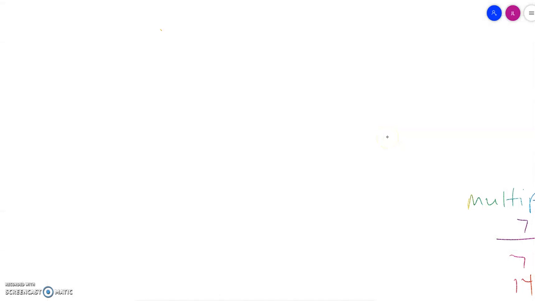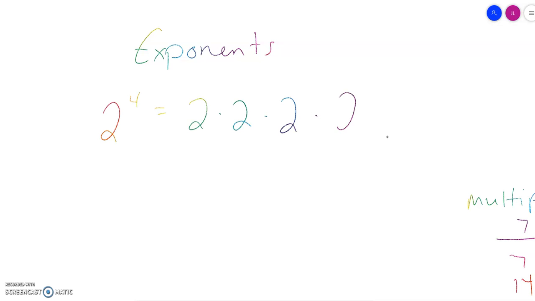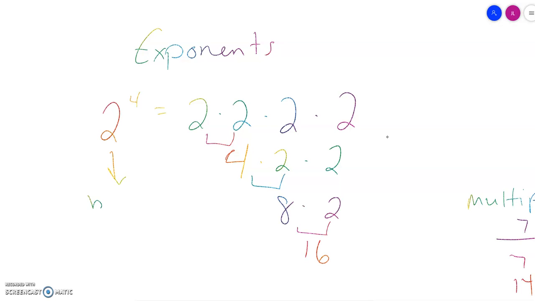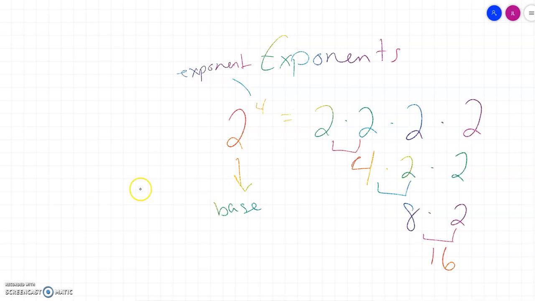Then we have exponents. Exponents was repeated multiplication. So 2 to the 4th power is 2 times 2 times 2 times 2. And then if I solved it, 2 times 2 is 4. And I still got to keep multiplying. 4 times 2 is 8. 8 times 2 is 16. The 2 was called the base, and 4 was the exponent. The base told us what number was being multiplied. The 4 told us how many times to multiply it.